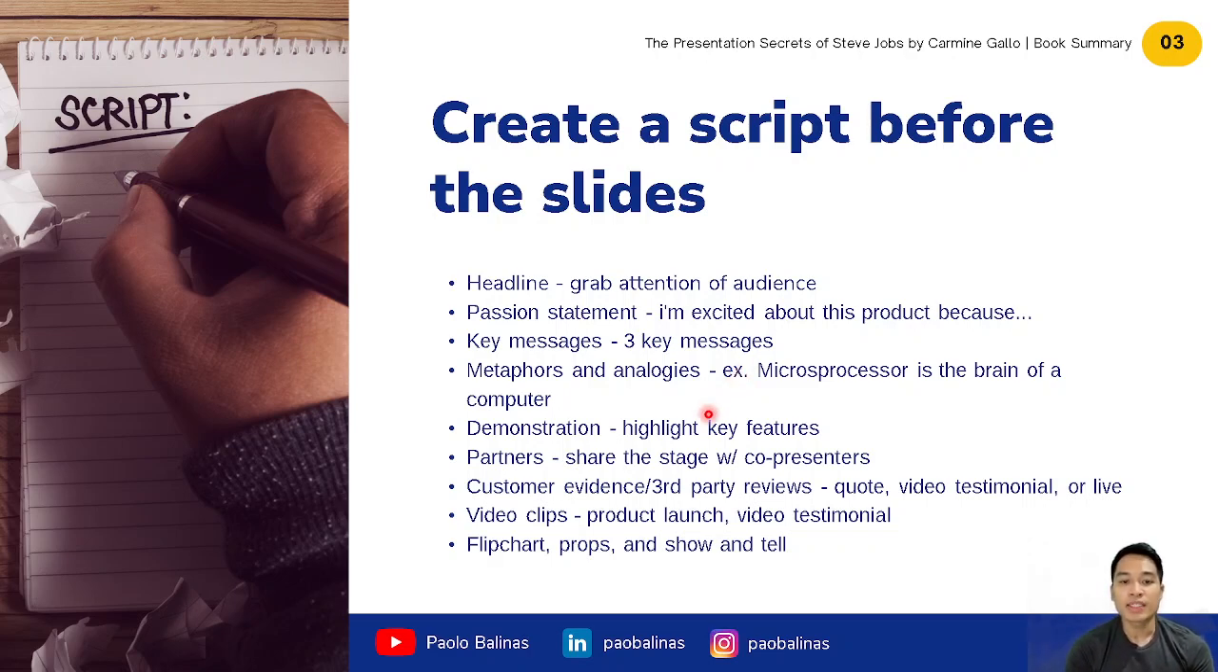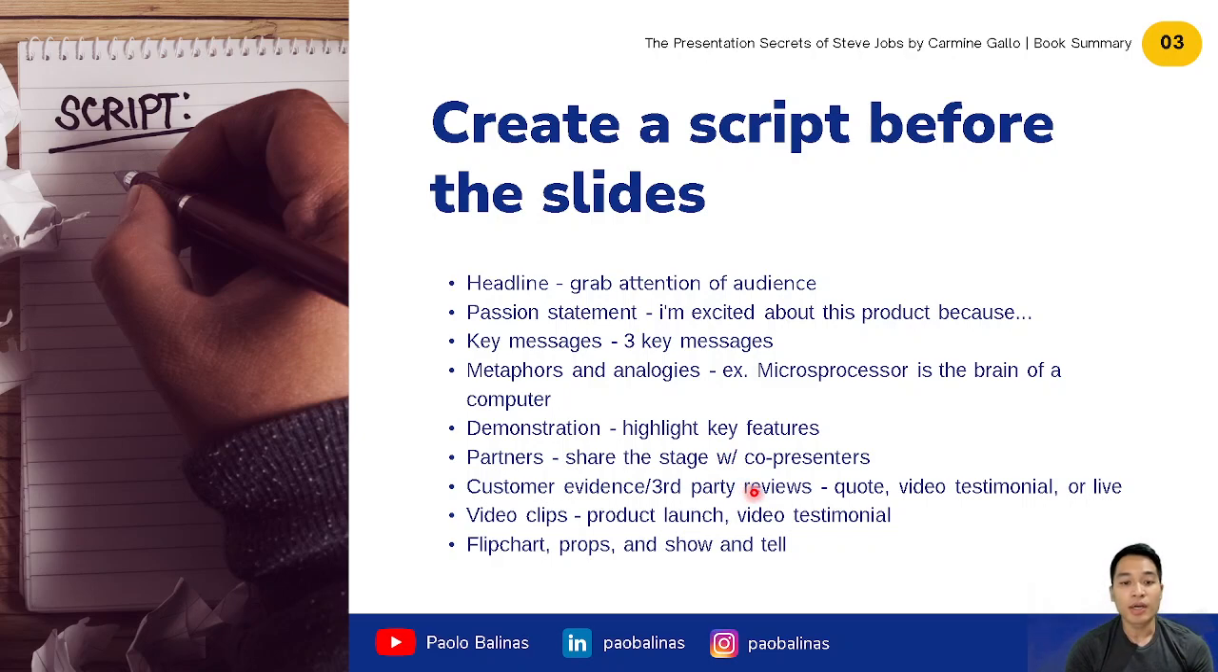The fifth one is demonstration. What better way to highlight your solution, your product, than by actually giving a quick demonstration of how it works and how it actually solves their problem? Next is partners. Steve Jobs is very well known for having co-presenters, wherein he invited his colleagues, his vice president, to share the stage with him to further emphasize and improve his talk.